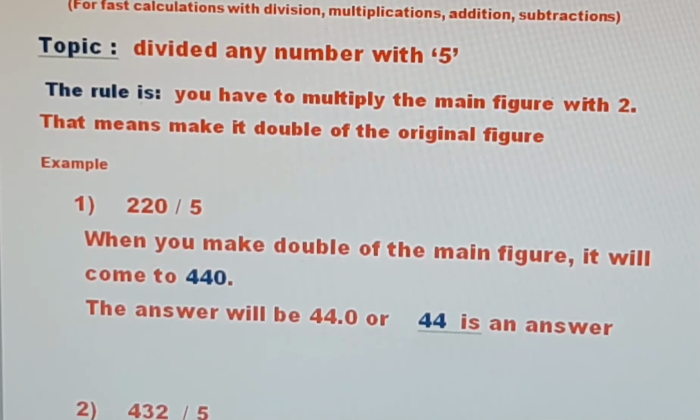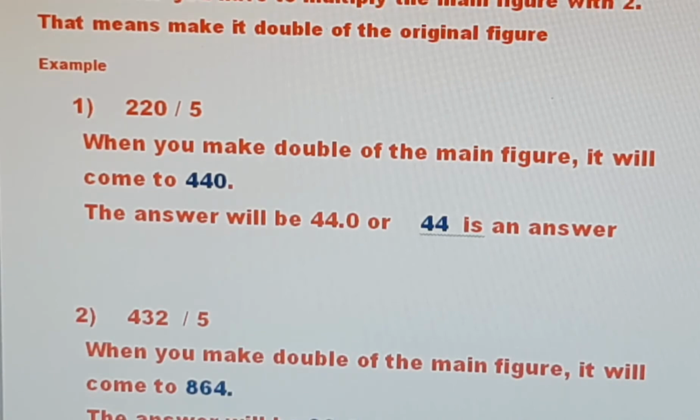So we will go according to an example, so it will be clear very easily. Our first example is 220 divided by 5. You have to double the figure. Double of 0 is 0, double of 2 is 4 and double of 2 is 4. Now your answer is 440. You have to put the decimal point here only. So your answer will be 44.0.